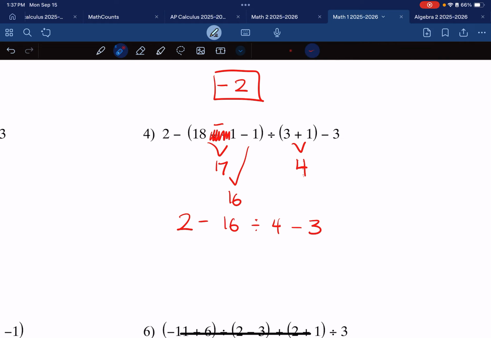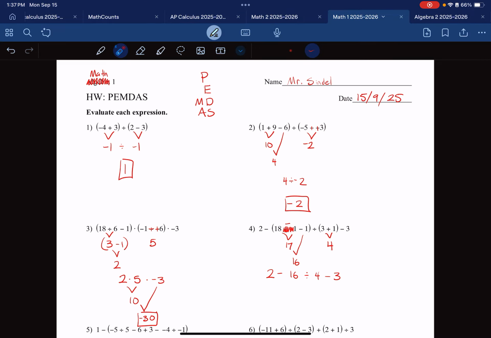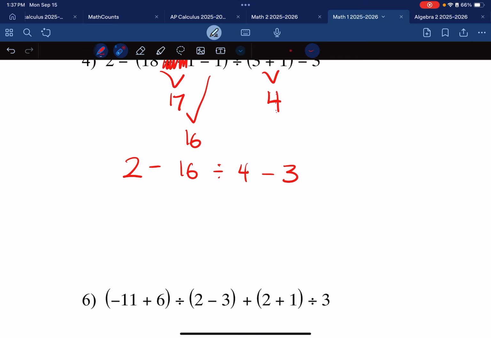From here, I see that division happens next in terms of my rungs of PEMDAS. Again, just zooming out, I see multiplication and division happen before my addition and subtraction. So that's why I'm doing 16 divided by 4 first. 16 divided by 4 is 4. And then I can rewrite 2 minus that 4 minus 3.